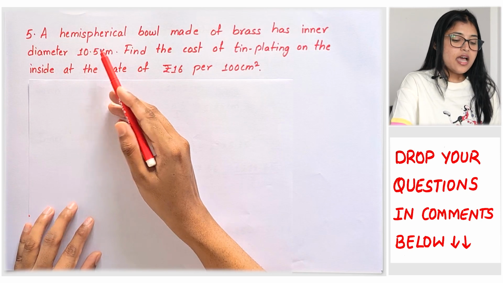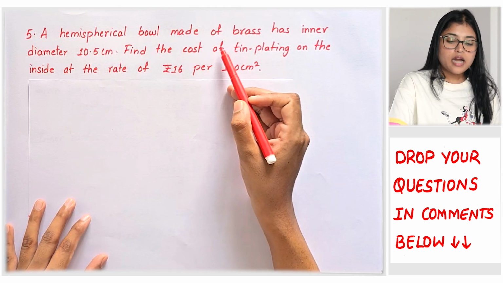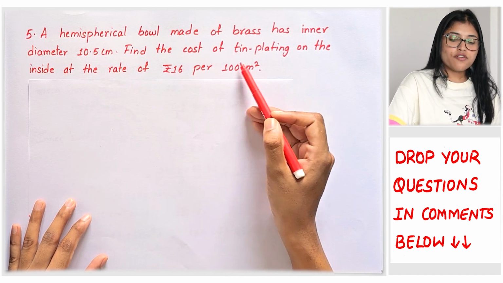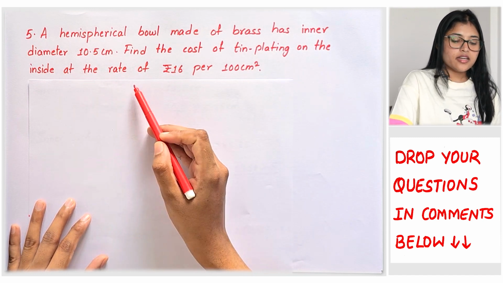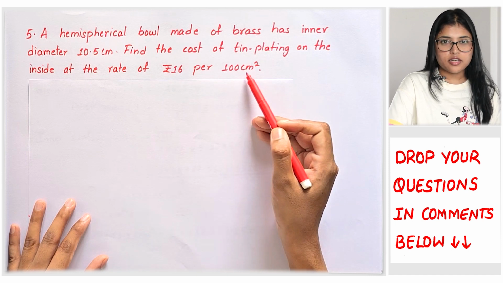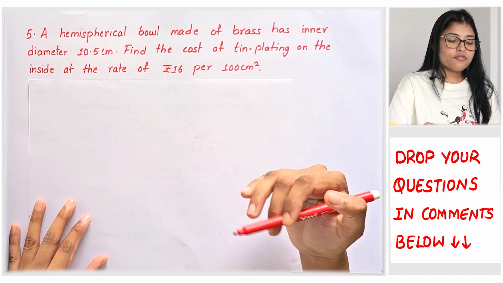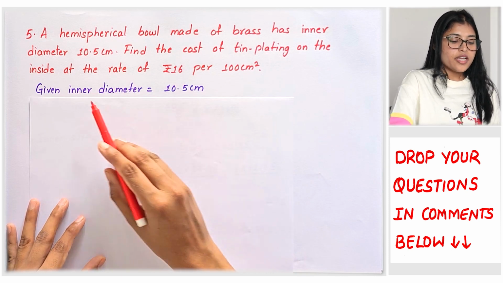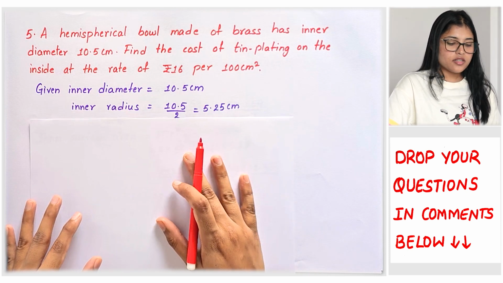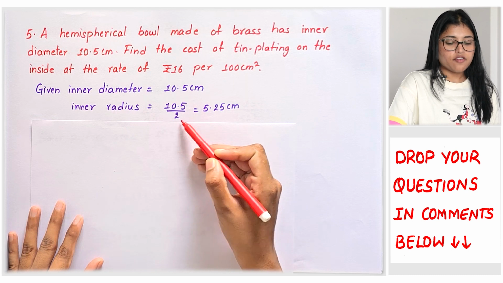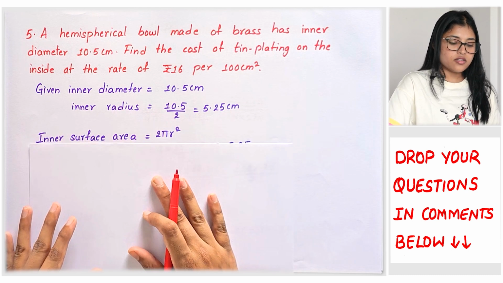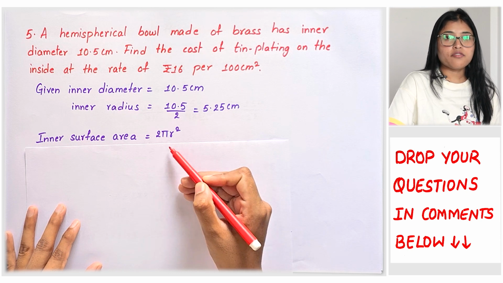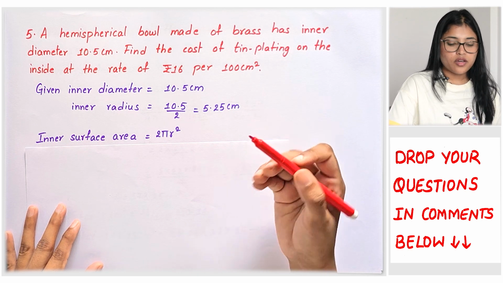The fifth question says a hemispherical bowl made of brass has inner diameter 10.5 centimeters. Find the cost of tin plating on the inside at the rate of rupees 16 per 100 centimeter square. In order to find the cost of tin plating on the inside, I need to find the inner surface area. So inner diameter is 10.5 centimeters. Inner radius will be 10.5 by 2, which is 5.25 centimeters. Inner surface area will be 2 pi r square, because that's the formula for surface area of a hemisphere.